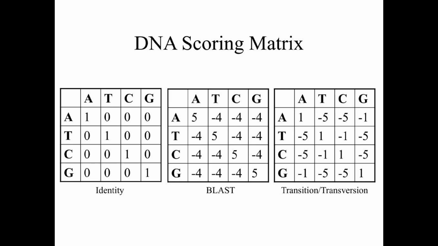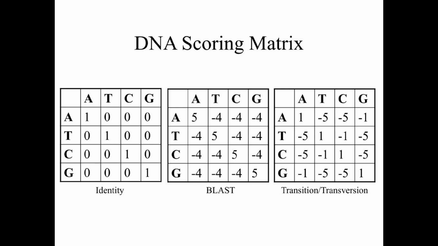Whereas in the case of the BLAST matrix, the score is totally different. The matching scores are given a 5 and mismatching scores are given -4. So simply we can replace 1 with 5 and 0 with -4.